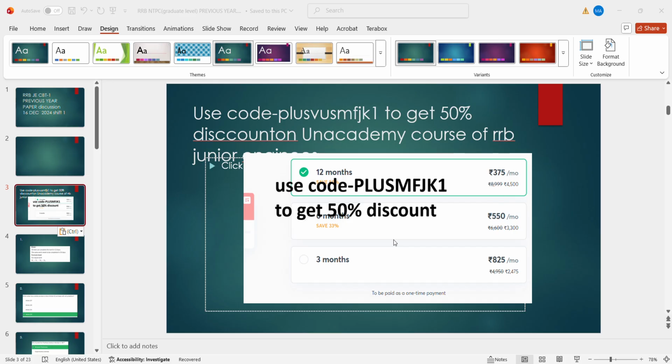A student ranks 20th from the bottom and 30th from the top. How many students are there in the class? The answer is 49. Next question, what is the average of natural numbers from 1 to 92? 46 and a half. 1 plus 92 by 2, that is 93 by 2, 46 and a half.